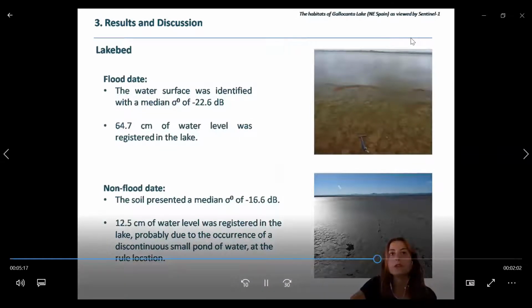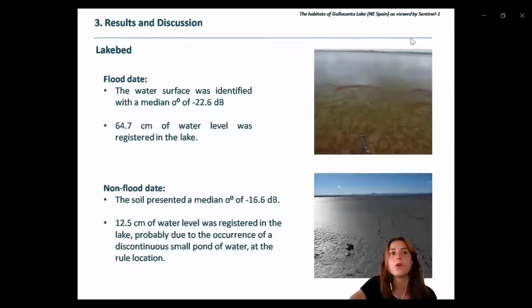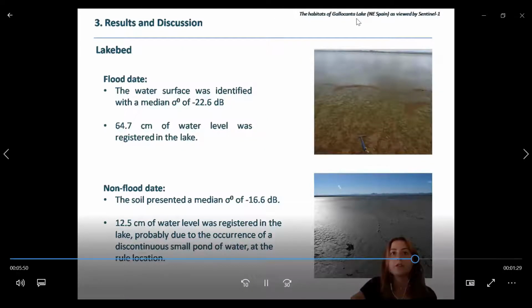On the flood day, the water surface was identified with a median backscatter of -22.6 decibels. A 64.7 centimeter water level resided in the lake. In the non-flood day case, the soil presents a median of -16.6 decibels. A 12.5 centimeter water level resided in the lake, probably due to the occurrence of a discontinuous pond of water in the rural location.